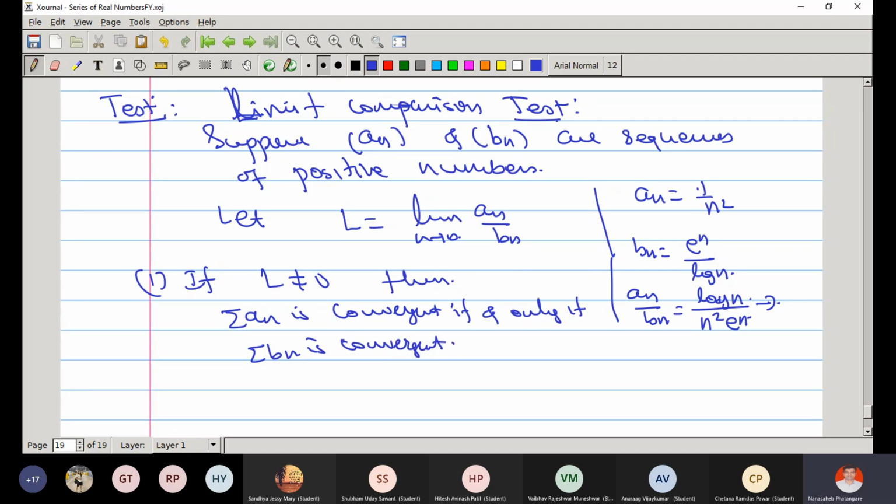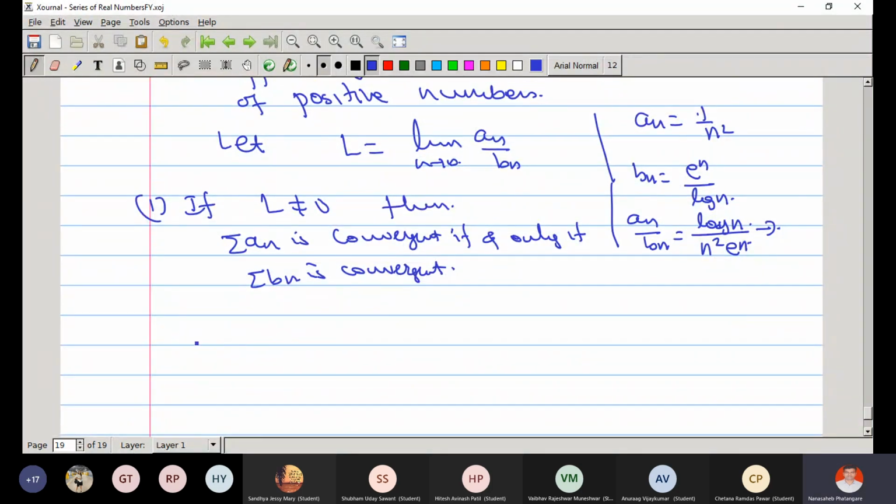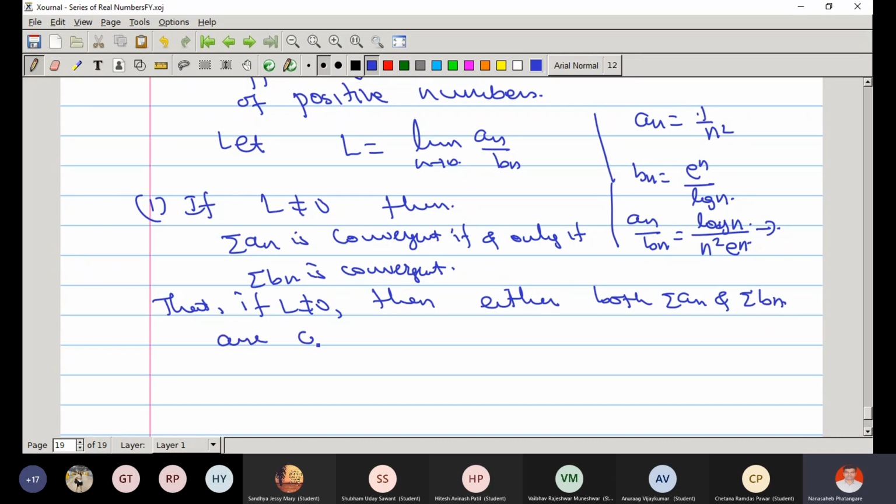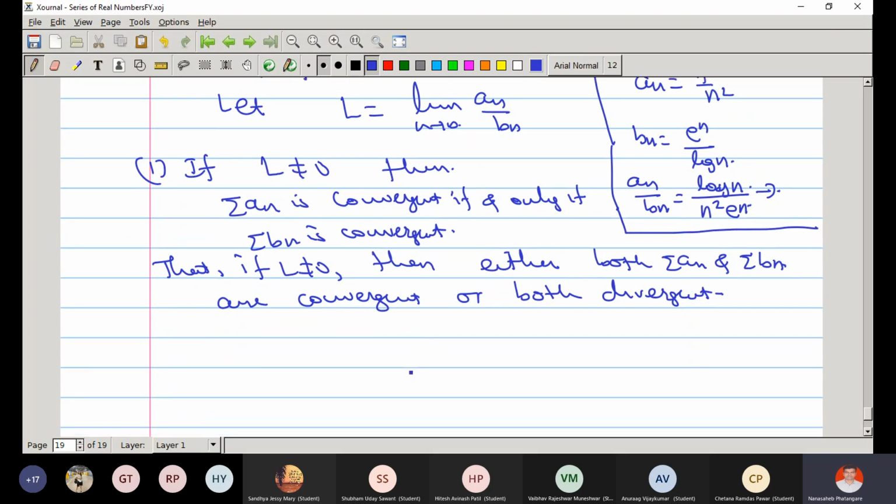What does it mean? If this limit exists and is non-zero, then either both series an and bn are convergent or both divergent. Right? Do you understand the importance of this test?